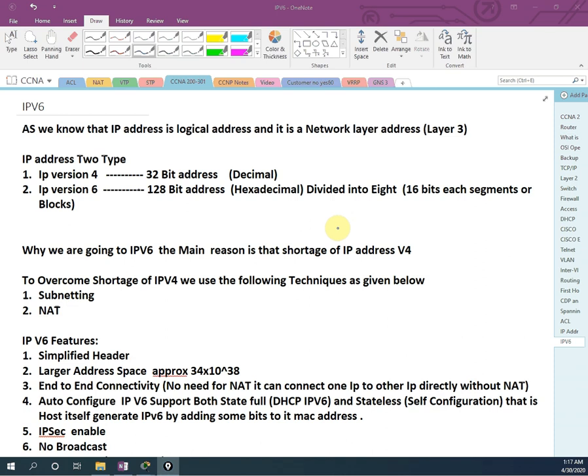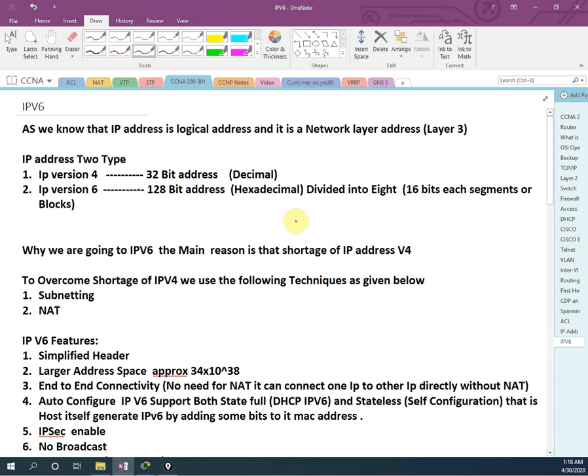So let's start. As we know, an IP address is a logical address and it is a network layer address, that is layer 3. And we know we have two types of IP address, that is IP version 4 and IP version 6. Whereas IP version 4 is a 32-bit address in decimal, IP version 6 is a 128-bit address in hexadecimal, divided into 8 segments, that is 8 blocks, and each segment is 16 bits.